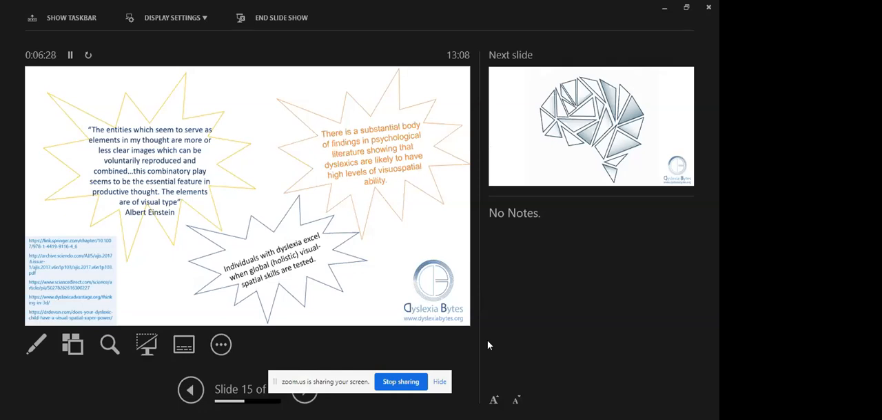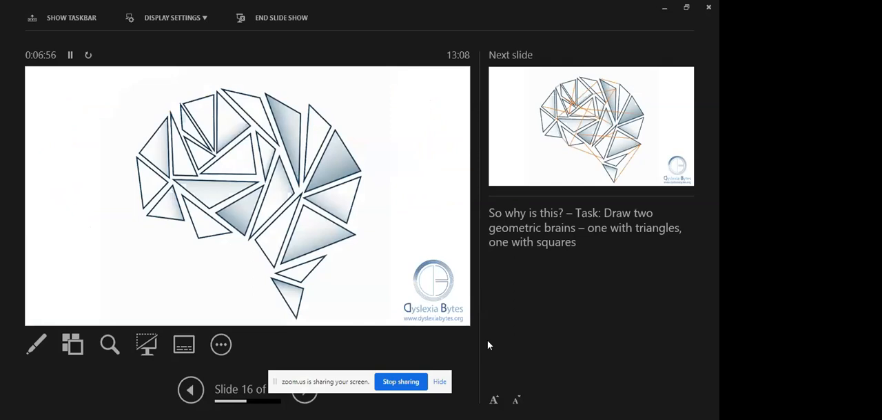We know that there's a substantial body of findings in psychological literature showing that dyslexics are likely to have high levels of visuospatial ability, and individuals with dyslexia excel when global, holistic visual spatial skills are tested. If you want the references to this, I've provided a couple on these slides, but at the end of the slideshow, I've provided a full list of references for the research that I've done on this material reasoning. Okay, so why is it that that's the case?